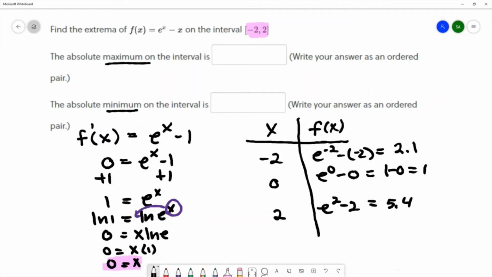And so we're going to choose the highest as the maximum. So the highest y value would be this one here. And I'm going to write the ordered pair in exact form. So that'd be 2 comma e squared minus 2. So I'm doing that rather than rounding. And then the lowest y value is 1. So that ordered pair for the absolute minimum would be 0, 1.